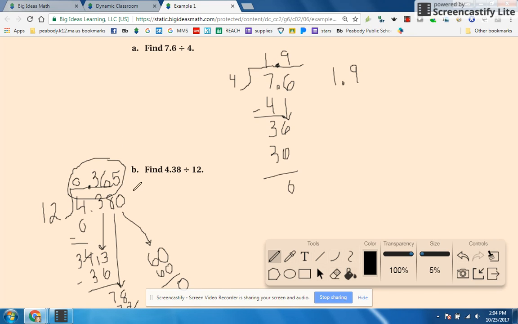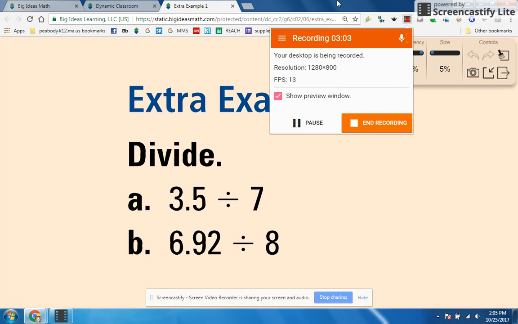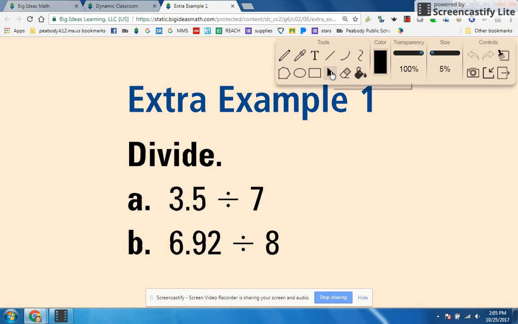You continually add zeros and bring them down until it ends and you get a 0 when you subtract, or it keeps repeating, and you'll see if we have one like that. All right, so let me try another one for you. All right, so for this one, let's see if we can figure this out.